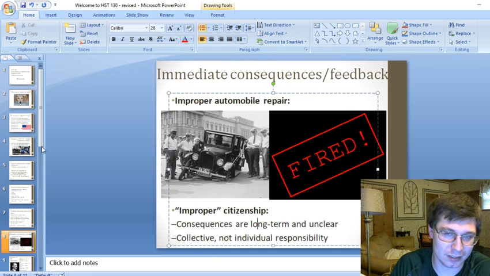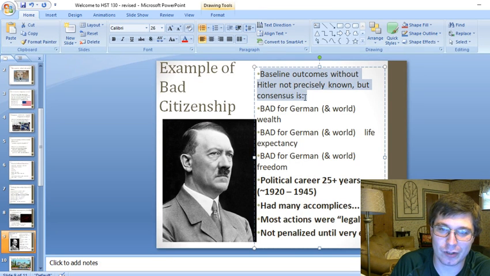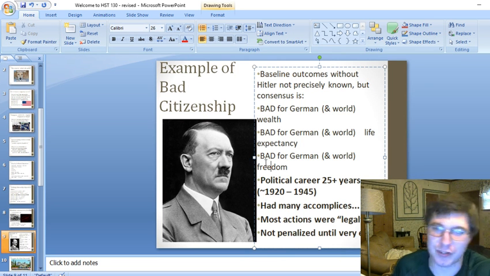So it's tricky. One clear example of bad citizenship would probably be Adolf Hitler. Once again, we don't know what the baseline outcomes would have been for Germany and the world if Hitler had not been in power or had not existed at the time. We can't say exactly how much wealthier Germany would be, or how many more soldiers would have survived, or how much more freedom there would have been in Germany. How do you even quantify that?